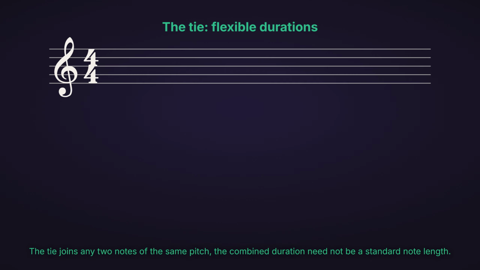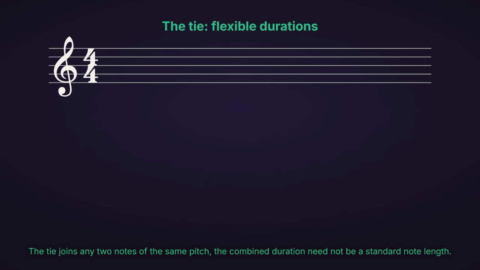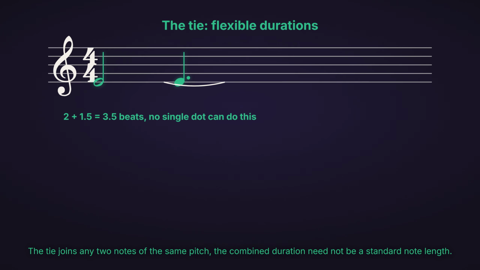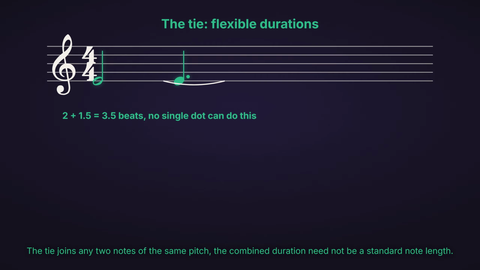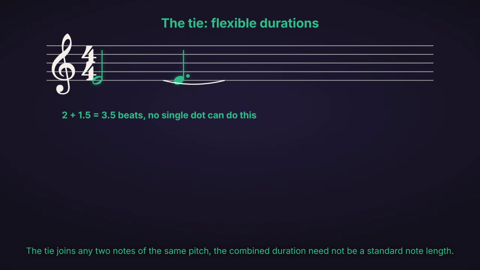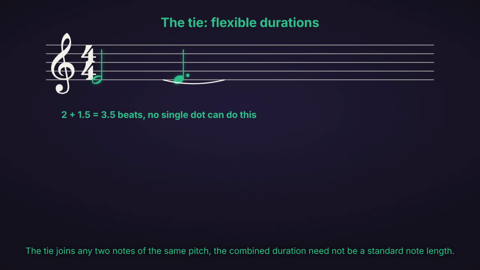The tie does more than just produce durations the dot can abbreviate. The tie joins any 2 notes of the same pitch, regardless of their values, and the combined duration does not need to be any standard note length. Half note tied to a dotted quarter, 2 beats plus 1.5 beats equals 3.5 beats. That total is not achievable with a single dot. There is no note value that lasts 3.5 beats on its own, so the tie is the only way to write it. You can also tie 3 or more notes together to build any duration you need.